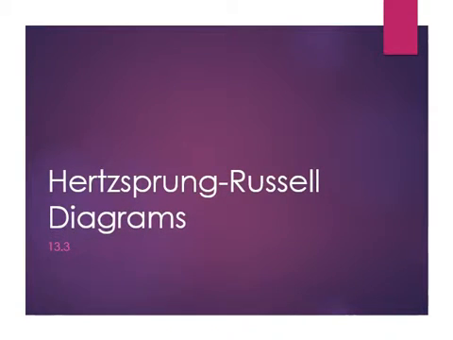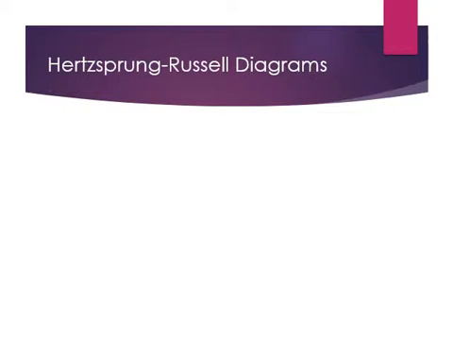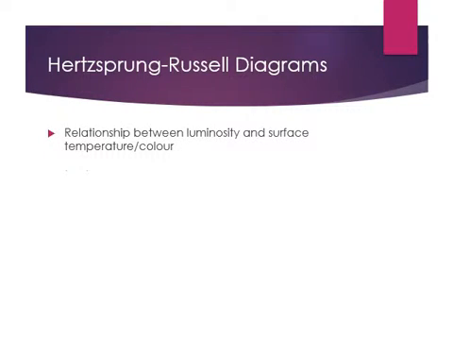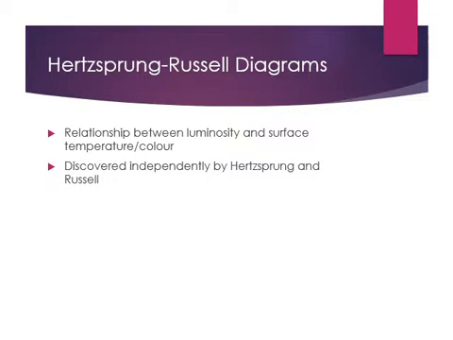In this video we're going to be looking at the Hertzsprung-Russell diagrams, and this is chapter 13.3 in your textbook. So what is the Hertzsprung-Russell diagram? Well, it shows us the relationship between luminosity and surface temperature and colour. It was discovered independently by two scientists, Hertzsprung and Russell, and it plots luminosity against surface temperature and colour for stars.